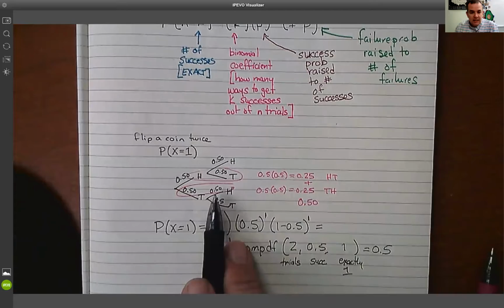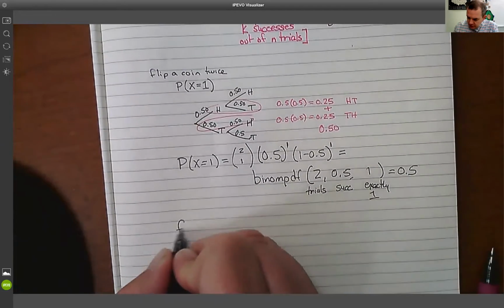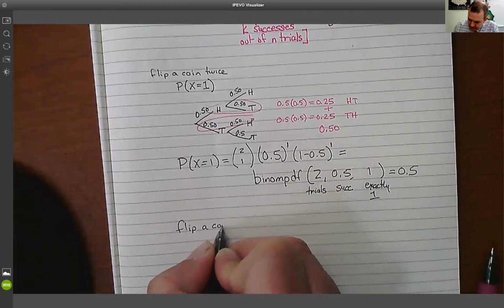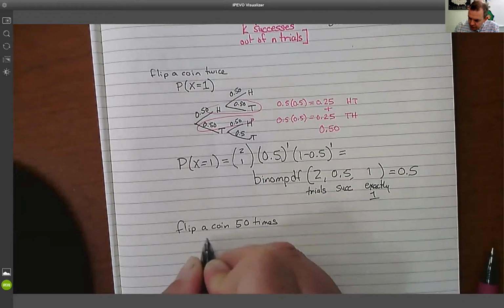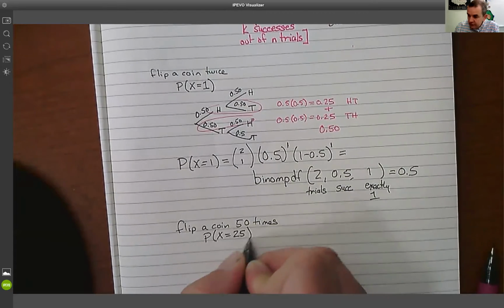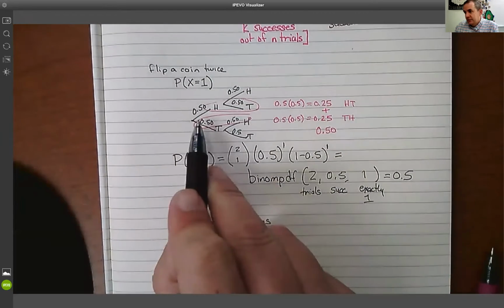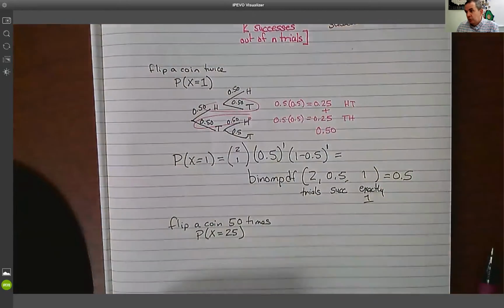Now, again, from this tree diagram, you could have probably done it, but imagine I said this. Flip a coin 50 times. What's the probability of getting exactly 25 heads? Well, in that case, this tree diagram would blow up really, really quickly. I mean, it would get really huge.